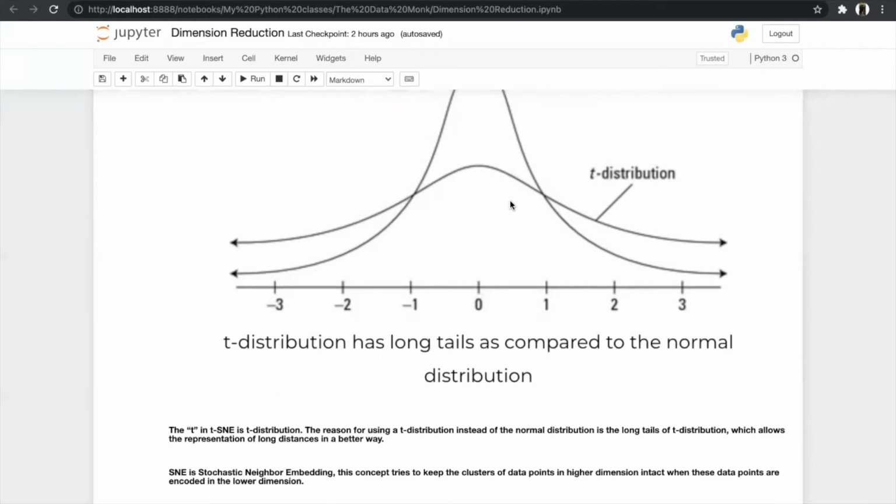And SNE in t-SNE is just stochastic neighbor embedding, which means that this concept tries to keep the clusters of data points in higher dimension intact with each other when these data points are encoded in the lower dimensions.